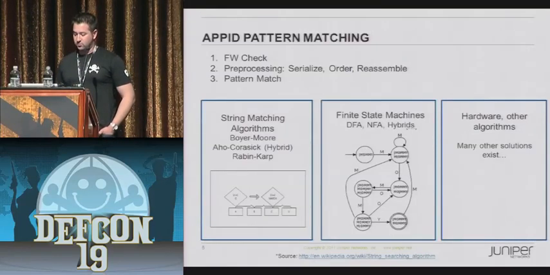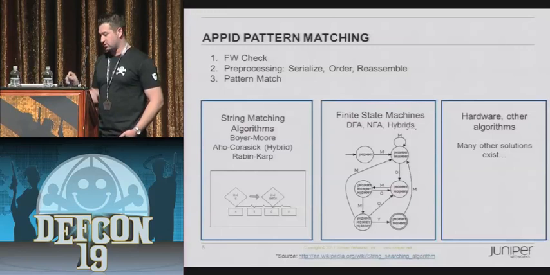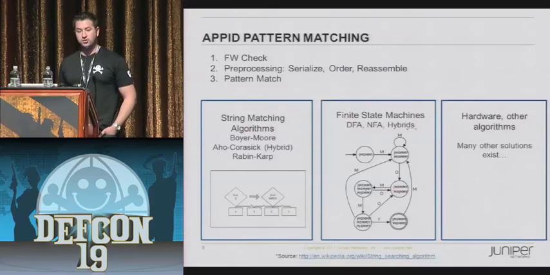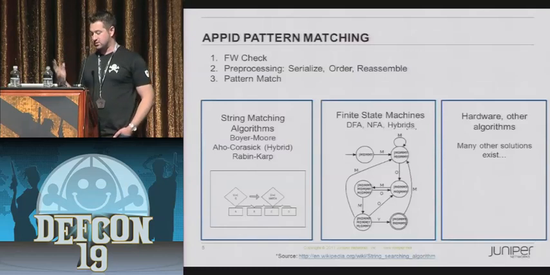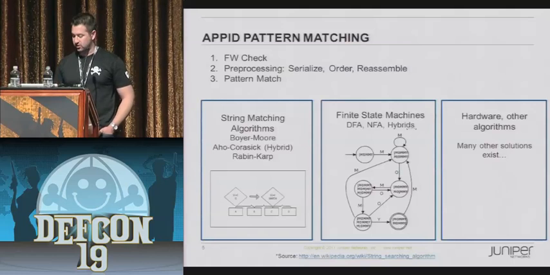Basically, what typically has to happen is first the firewall is going to permit or deny the traffic. There's some pre-processing, which we're going to go into in more detail, and then we actually do the pattern matching. There's different string matching algorithms like Boyer-Moore, Aho-Corasick, and Rabin-Karp. There's DFA-based state machine matching, and then of course there's also hardware, which is being leveraged more and more to actually do the pattern matching.